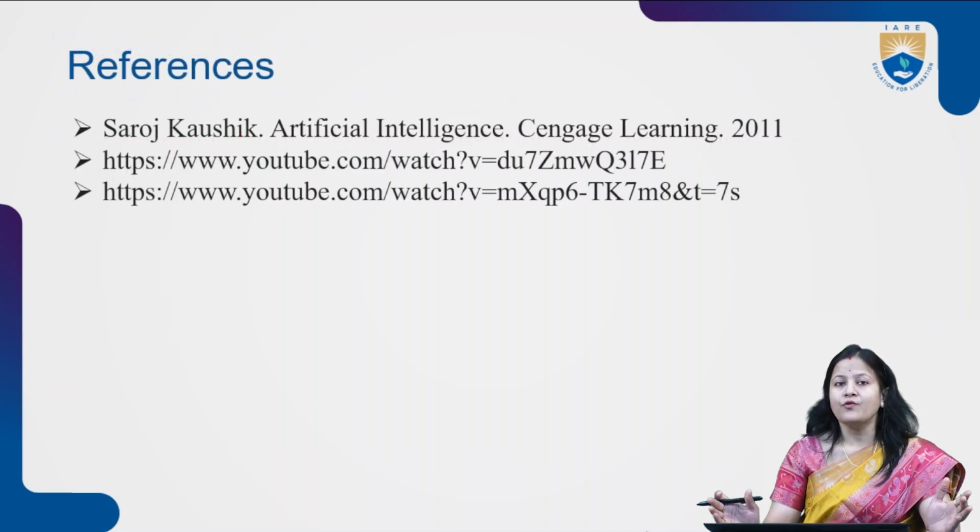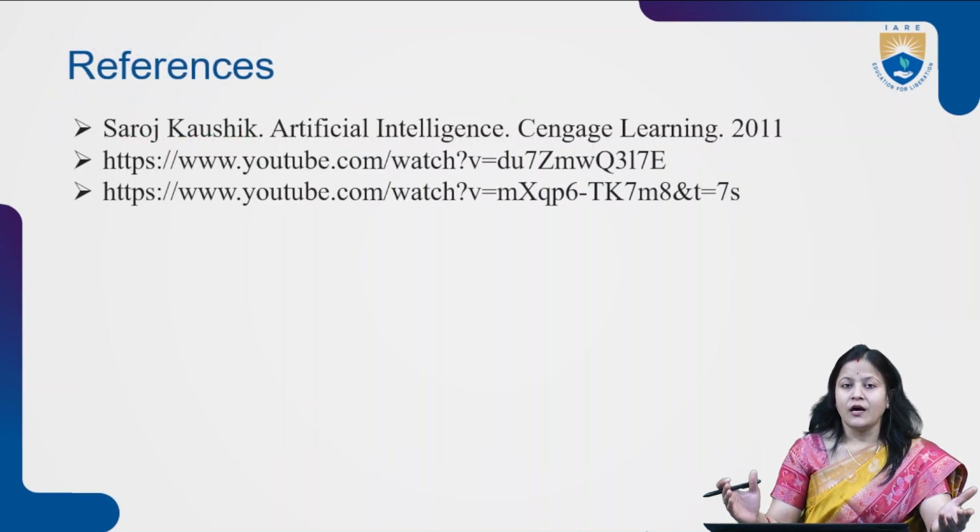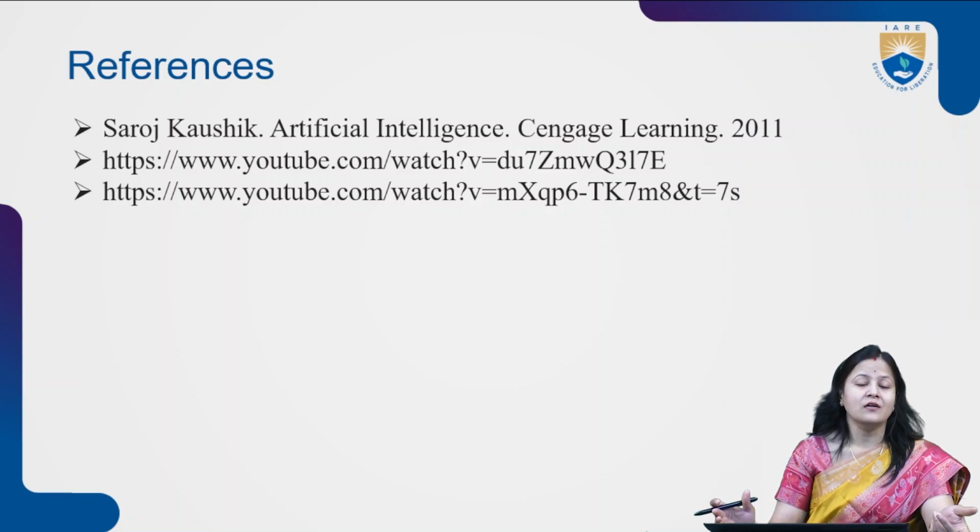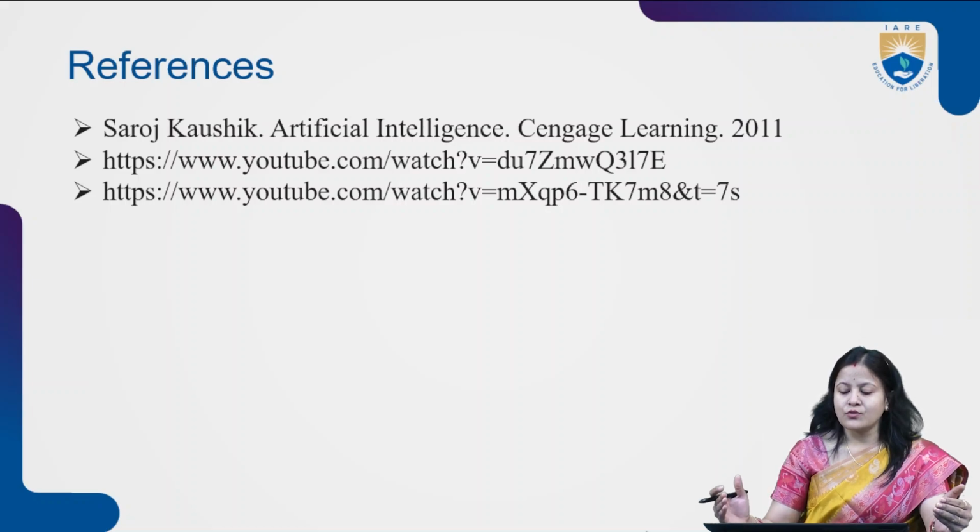So this is all for this particular video lecture. I hope you have understood about problem reduction, how the problem can be reduced, and I explained two classical examples. One is the Tower of Hanoi problem, and I also solved one problem using AO*. For the preparation of this video, I have referred to the Saroj Kaushik book for artificial intelligence. Even two websites for YouTube channels I have given. Those sites I also referred.